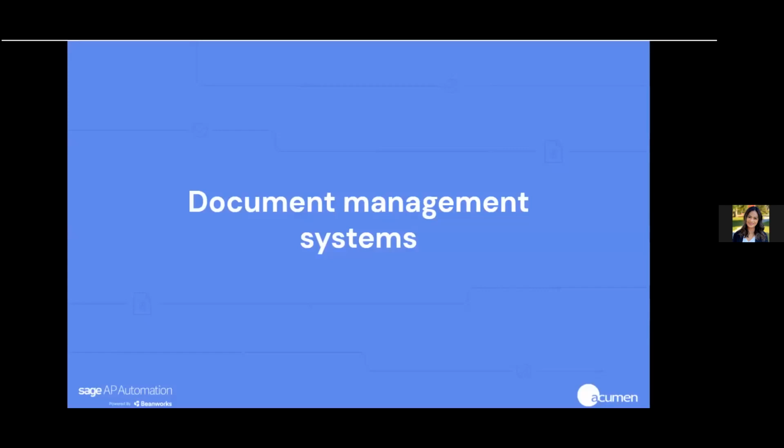So the next automated tool we're going to discuss is a document management system. Now, manually filing and storing paper and physical documents can take up a lot of space and add ongoing storage costs. Plus, you have to think about how everything will be organized for easy access and tracking. Now, let's look at the problems with manual document management systems.